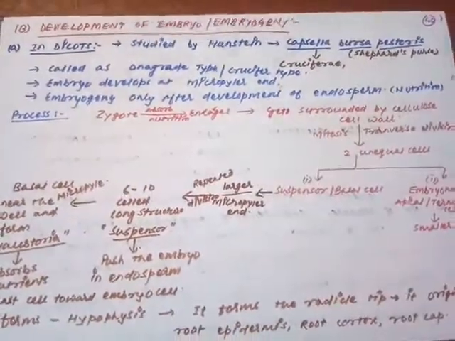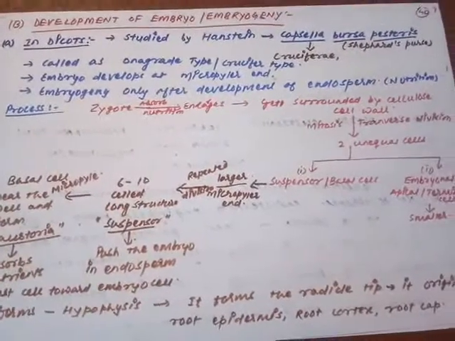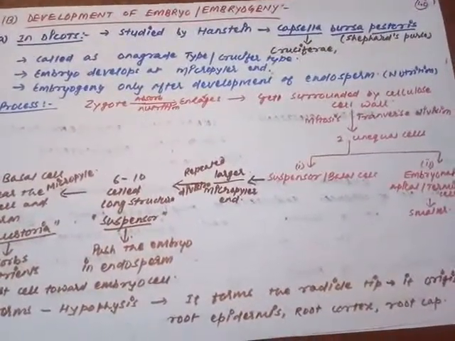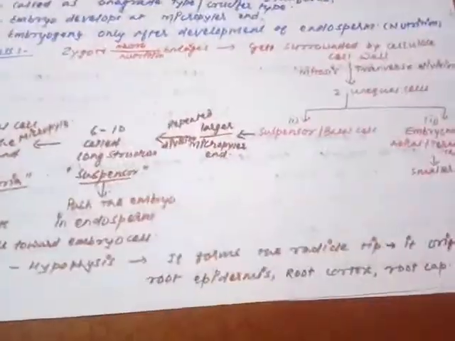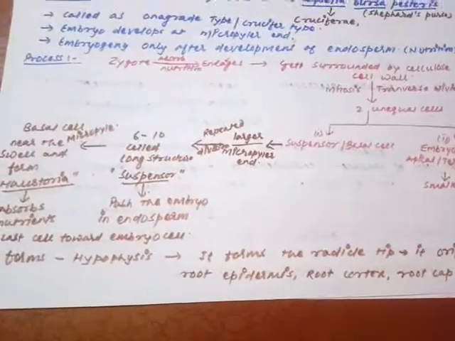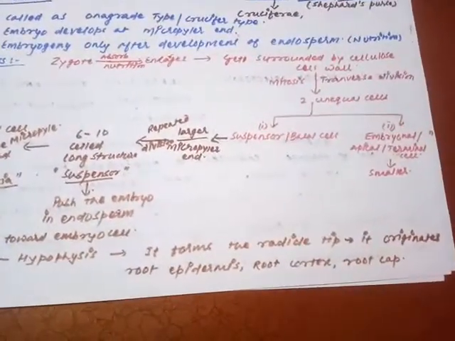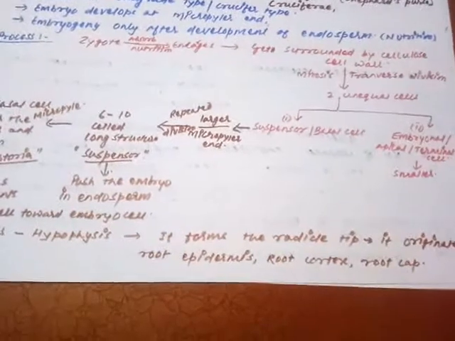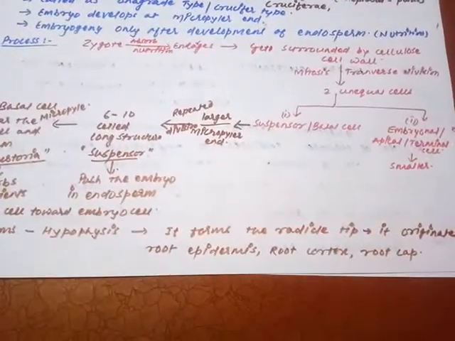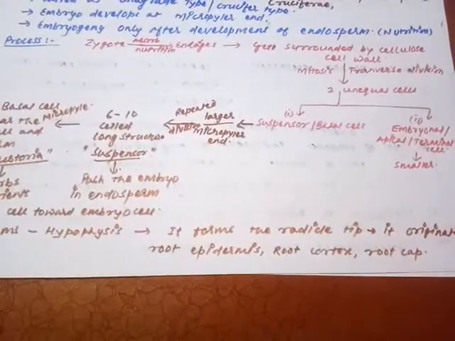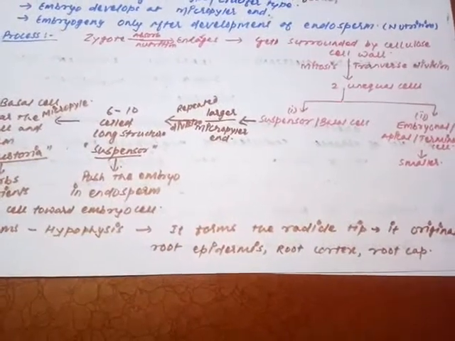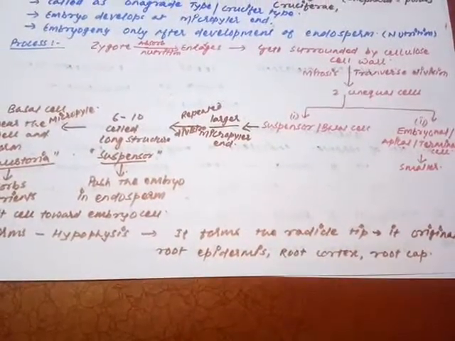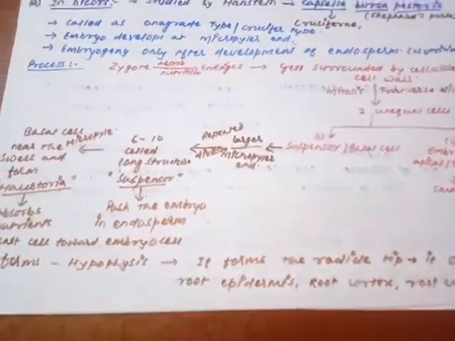by Hanstein. The process: the zygote divides after getting nutrition into two unequal cells. One is the basal cell toward the micropylar end, the larger cell. The other is the smaller cell, that is the apical or terminal cell toward the chalazal end, called the embryonal cell. The embryonal cell is responsible for developing the embryo, and the suspensor cell is responsible for developing the suspensor.